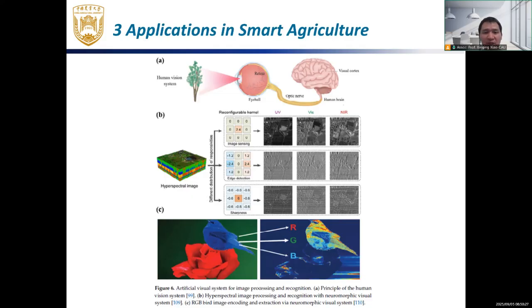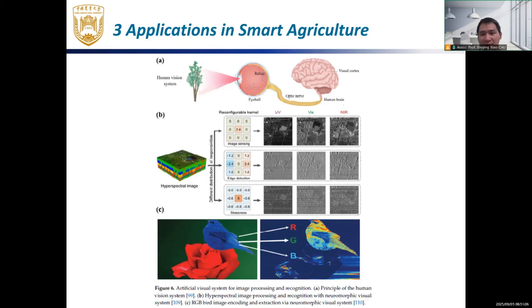So how to use this image with smart neuromorphic computing for our agriculture is very important. For example, hyperspectral image processing and the connection with the neural conservation system could be built in the articles. And also RGB image encoding and ejection by a neuromorphic system could be realized. These are just examples from previous work in different literatures.